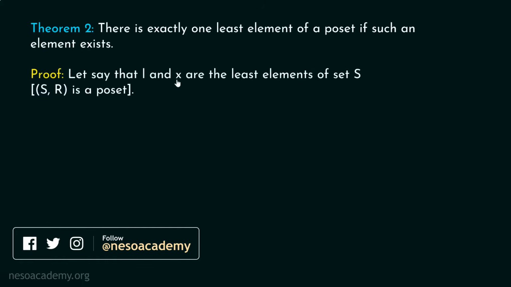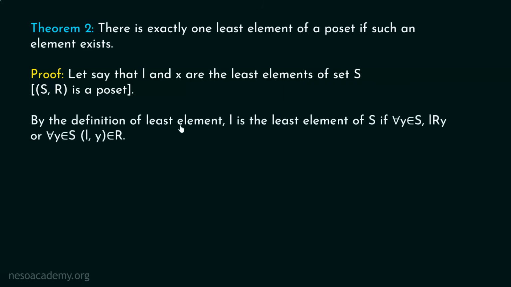Let's say that L and X are the least elements of set S. I am considering (S, R) is a poset. L and X are the least elements. By the definition of least element, L is the least element of S if for all Y belonging to S, L is related to Y, or (L, Y) belongs to R. Right? This is according to the definition of least element. Least element must be related to every other element. Right? We know that we are considering every element of S. And we also know that X is an element of S, therefore (L, X) must belong to R, right?